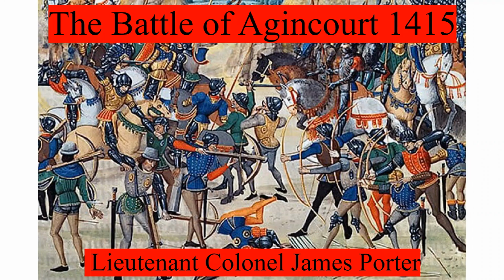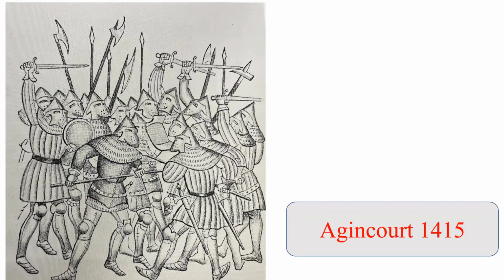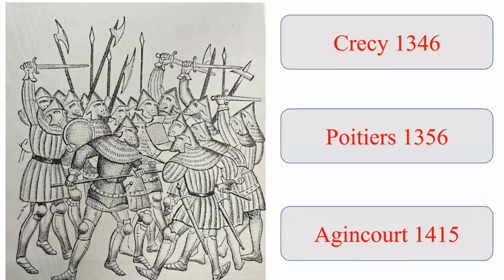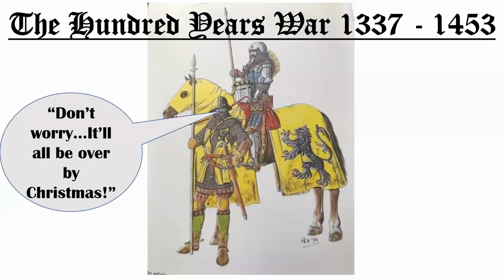Okay, Battle of Agincourt, 1415. Now, the Battle of Agincourt in 1415 was the third of the three great victories of the English over the French in the Hundred Years' War. And as you will see in a moment, the other two victories were Crécy in 1346 and then Poitiers in 1356. So what was the Hundred Years' War?